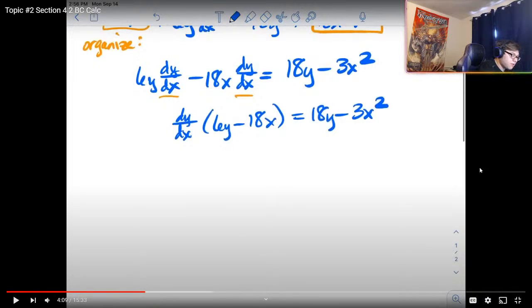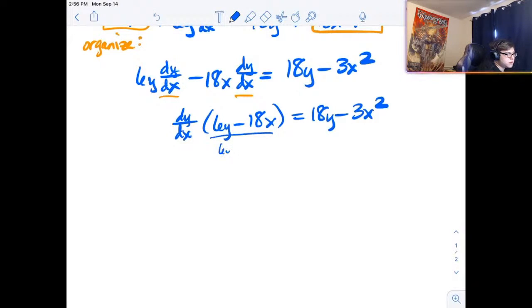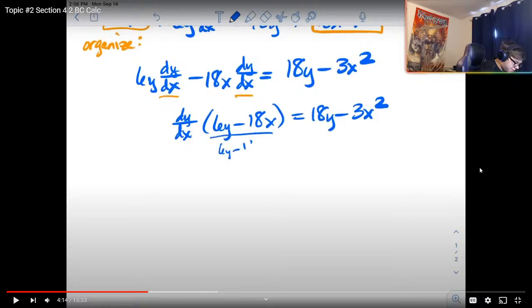18y minus 3x squared. Lastly, this reads dy/dx multiplied by a certain parenthesis unit. So if we divide by 6y minus 18x, then you get dy over dx equals 18y minus 3x squared all over 6y minus 18x. And we can't do anything more because of that.